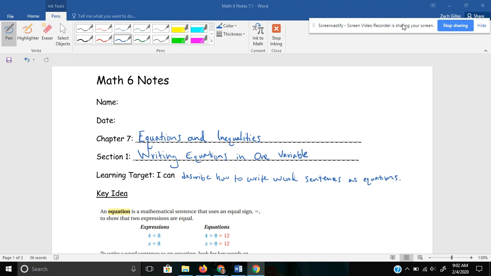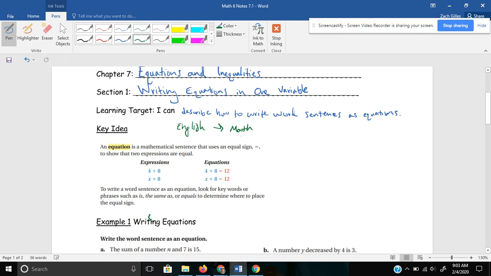All right. Our learning target today, make sure you're writing this in, is I can describe how to write word sentences as equations. I like to think of this as going from English to math. And a lot of times, I'll give the English teachers a little bit of grief because I'll let them know that writing equations is kind of like the shortcut way in math as to how you would do it in English by writing full sentences. We're taking the shortcut here. All right, so that's our goal for today.